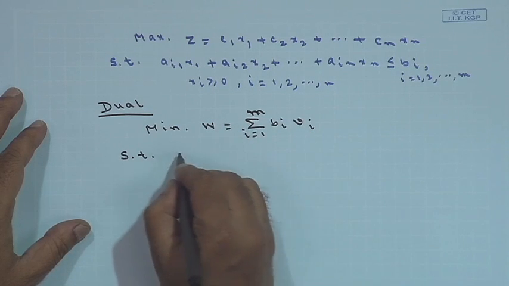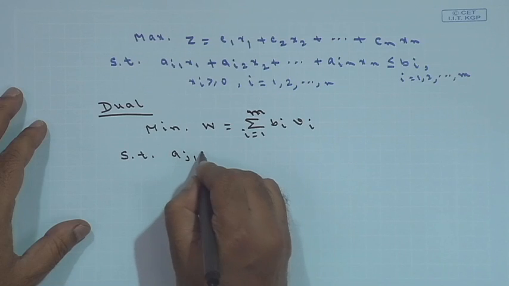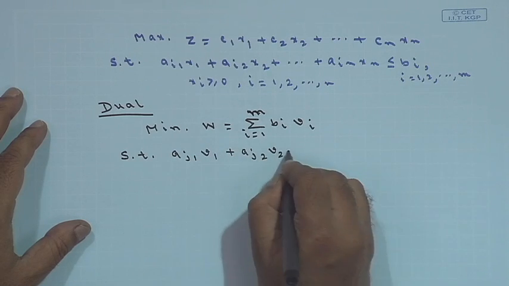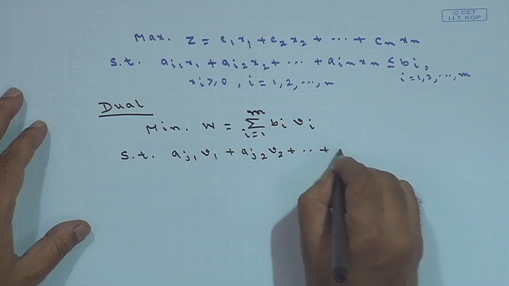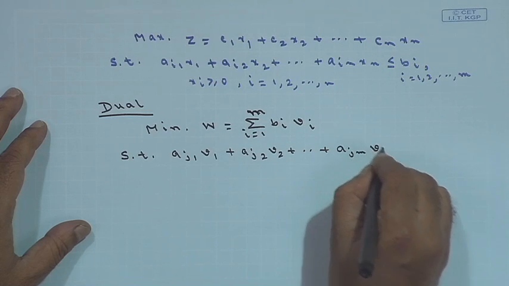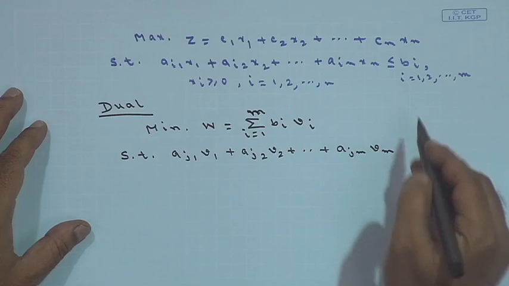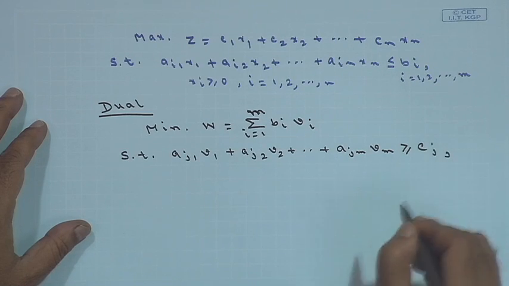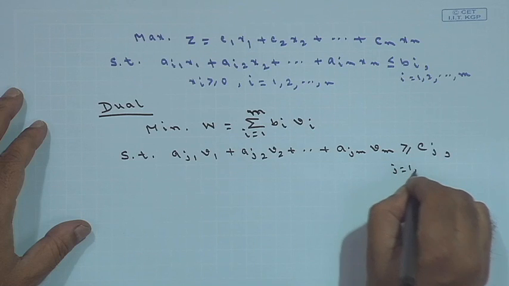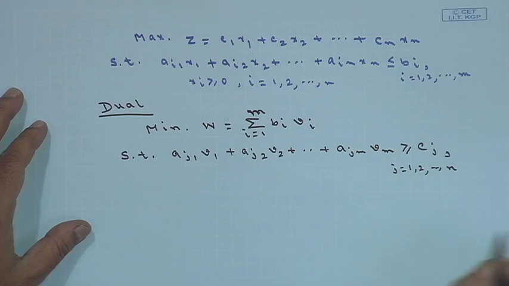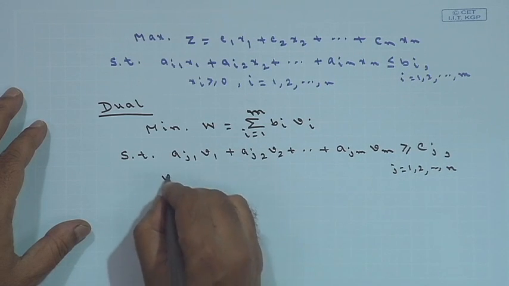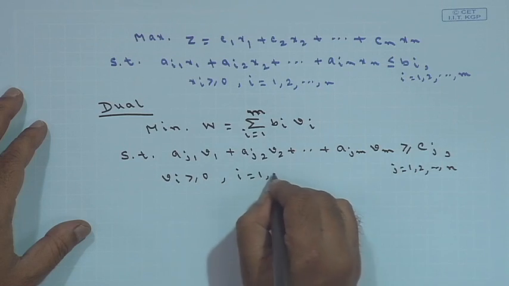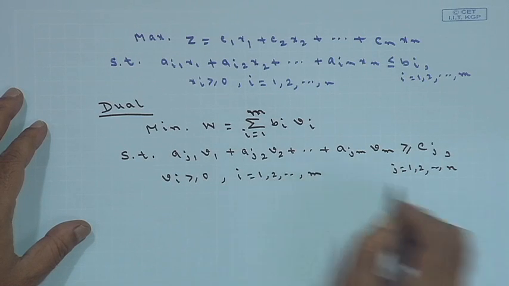So, subject to aj1 v1 plus aj2 v2, like this way, up to ajm vm, and since this was less than or equal to bm, it will now be greater than or equal to cj, where j will be from 1 to n. And of course, vi greater than or equal to 0, where i is equal to 1, 2, like this way up to m.